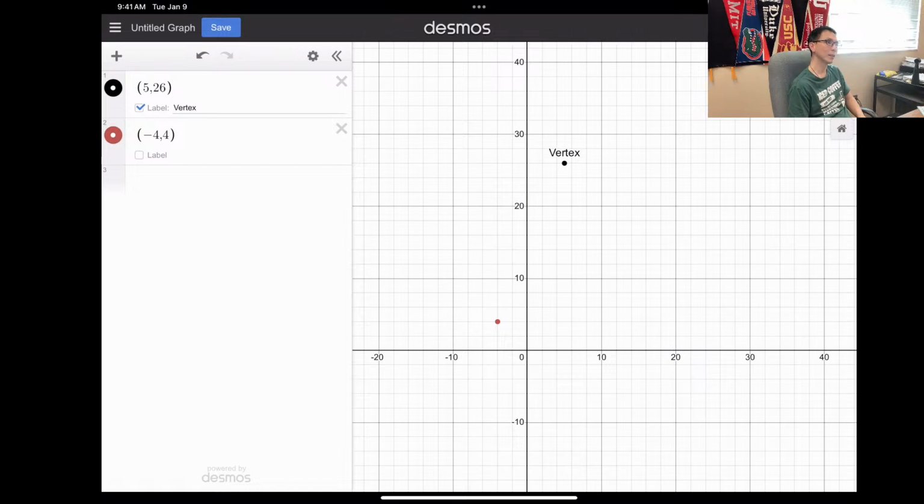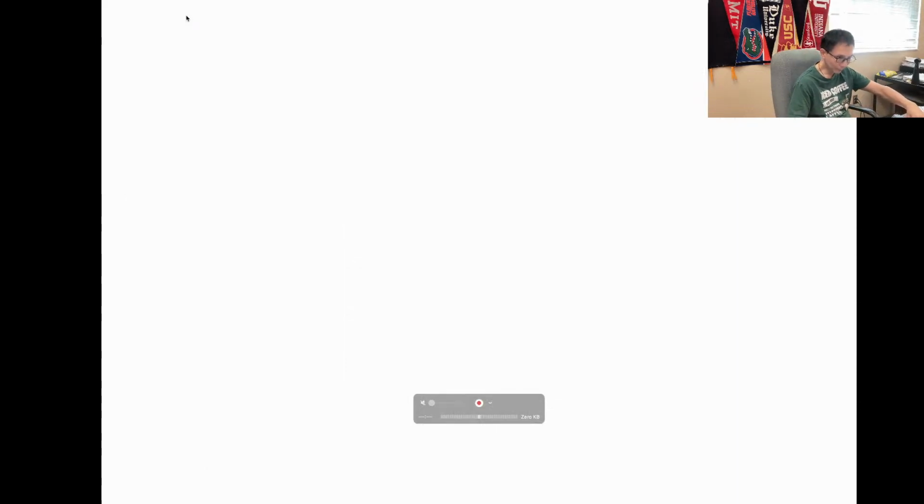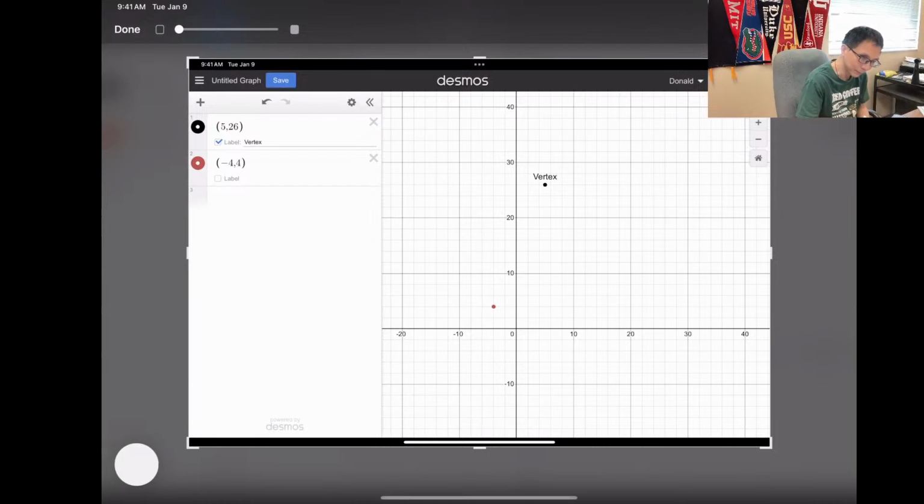Can we do a table and then put in the equation? Yes, you could. Good job. That's actually a pretty smart move. But let's do it without a calculator. What can I do to find the equation? Well, we have a vertex. What does that mean? If I have a vertex, it means what?